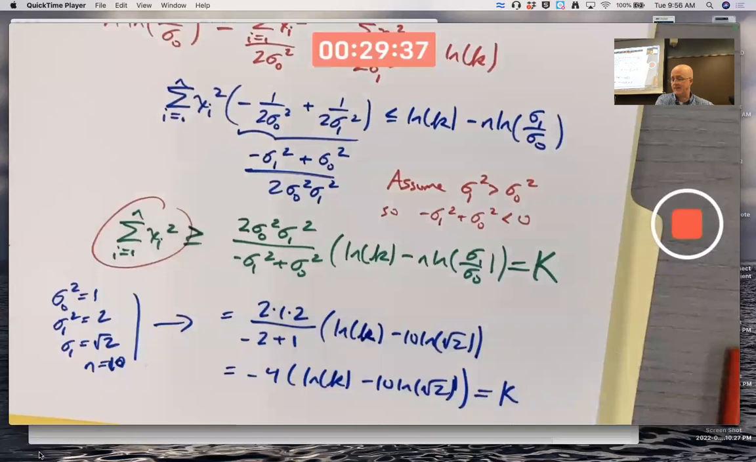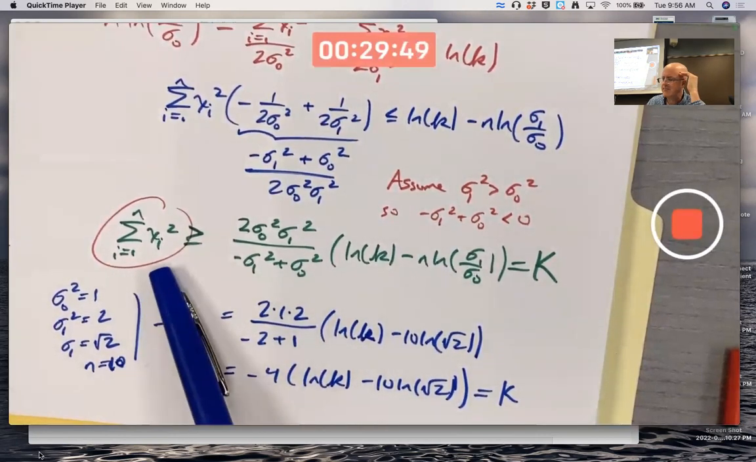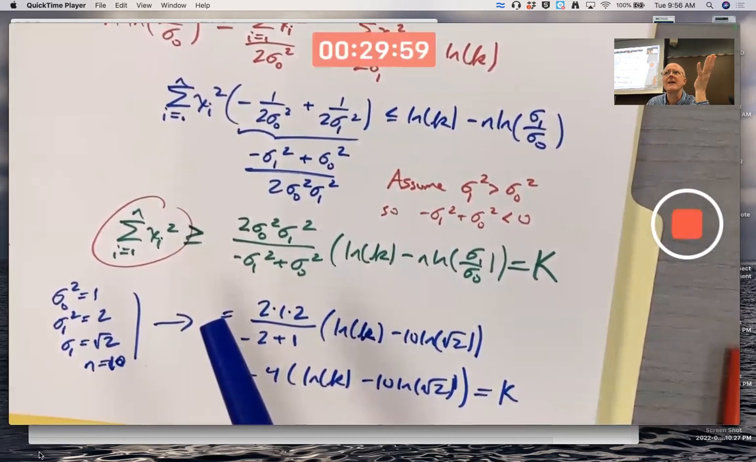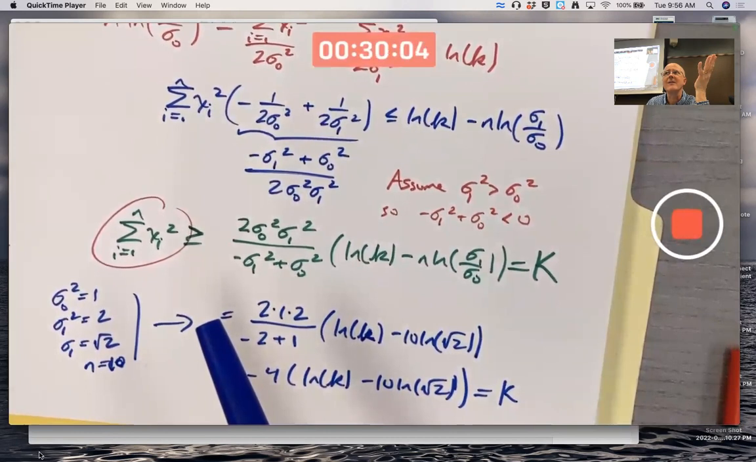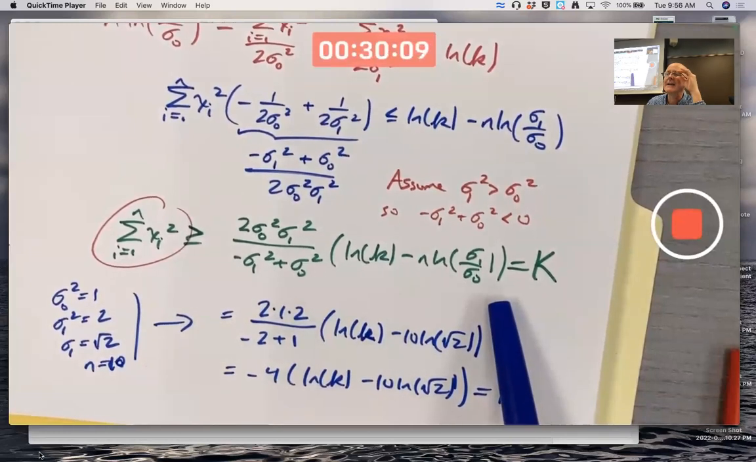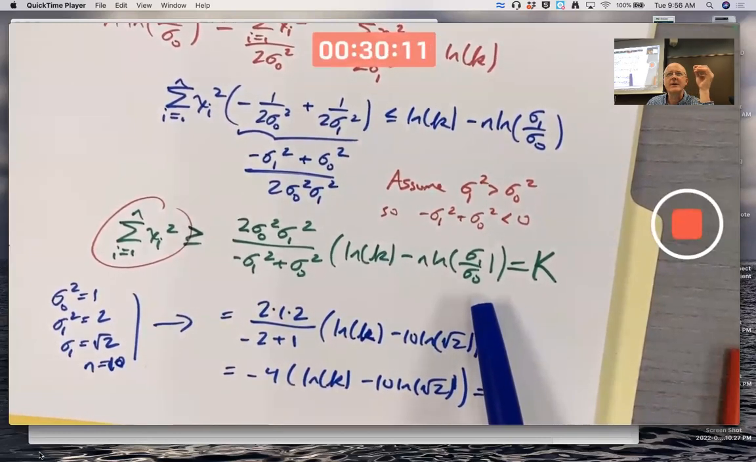But how do you figure out capital K? We want alpha, the probability of a type 1 error, to be 0.05. I need to figure out the probability of the summation being bigger than or equal to capital K is 0.05 if the null's true. Why am I saying that?